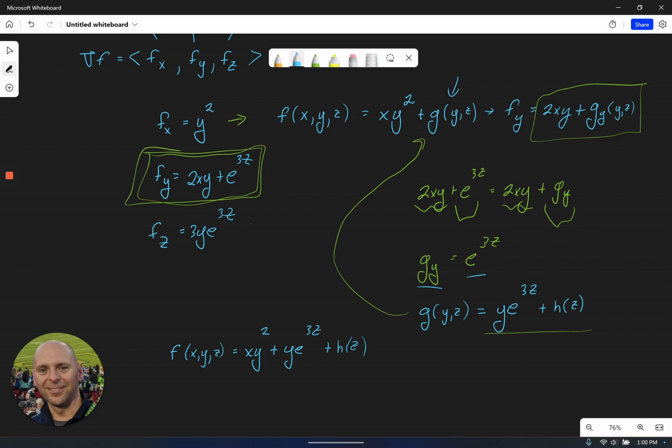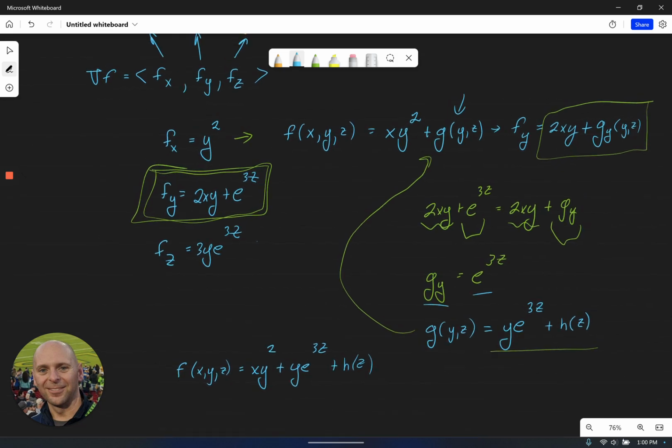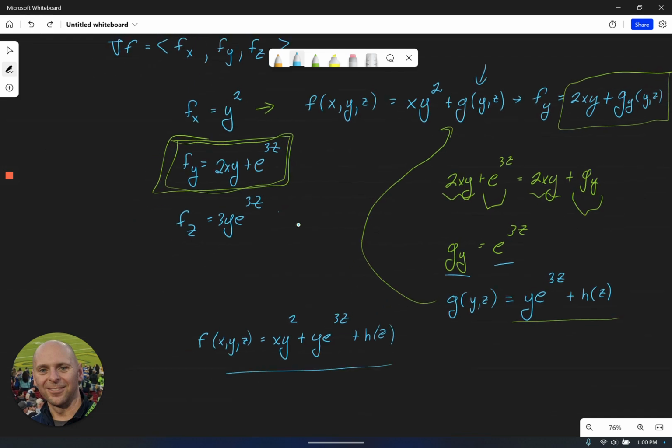So the only thing left to do now is to run through the partial of f with respect to z and make sure that it's equal to what the field says it's supposed to be. So let's take the partial of our potential function here with respect to z and see what we get. So that's going to look like 0 for the first term, 3y e to the 3z for the second term, and the partial of h with respect to z is just h prime or h sub z.